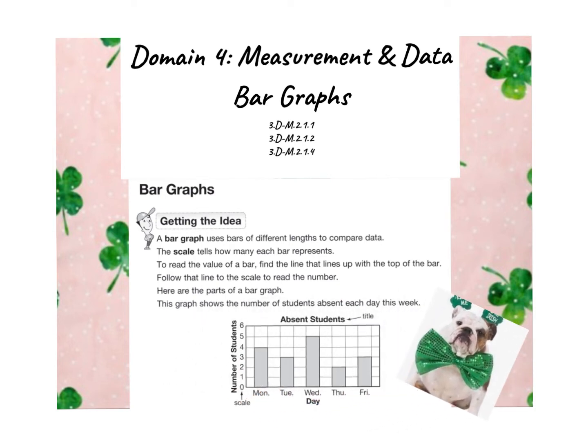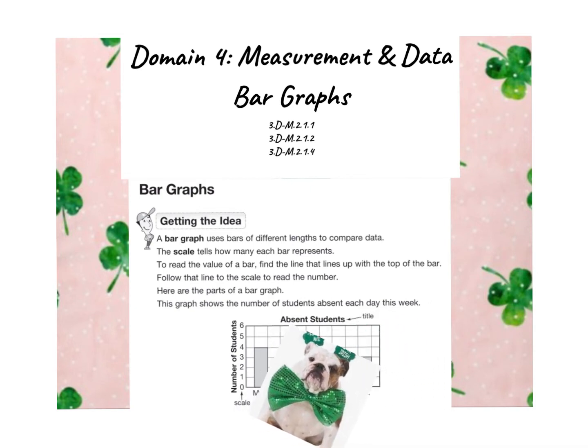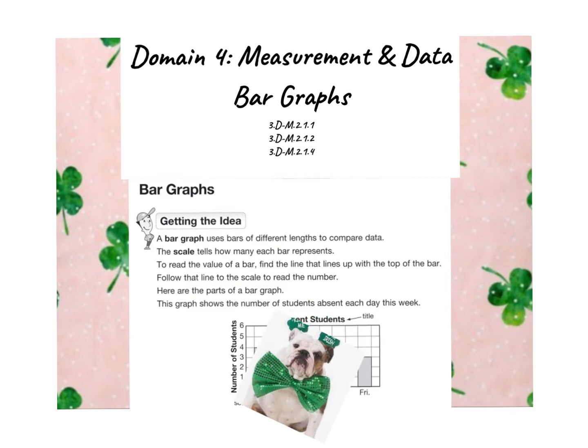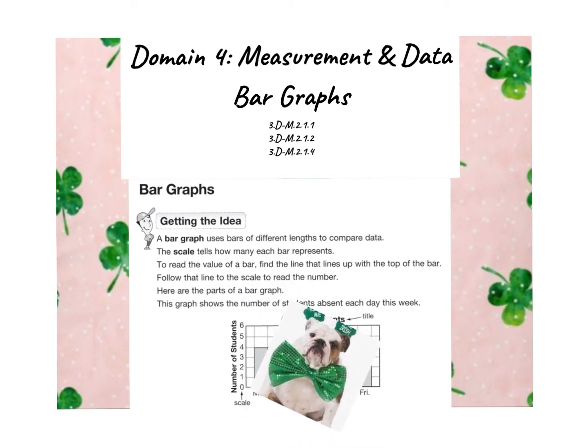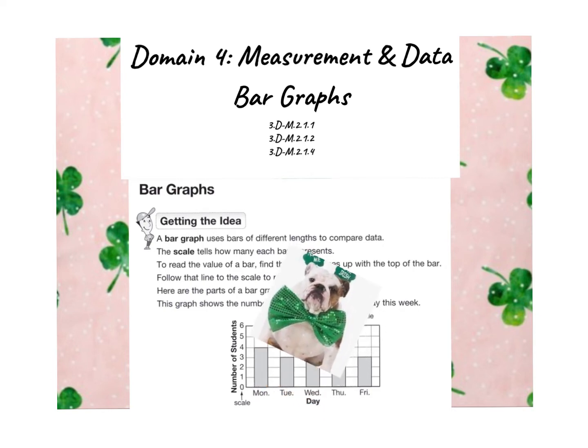This graph shows the number of students absent each week. You can see the title, it's titled Absent Students. That tells us what the whole graph is about. If you take a look over here where it says number of students, you can see the scale that it's drawn to. Every line represents 1, so we go all the way up to 6.